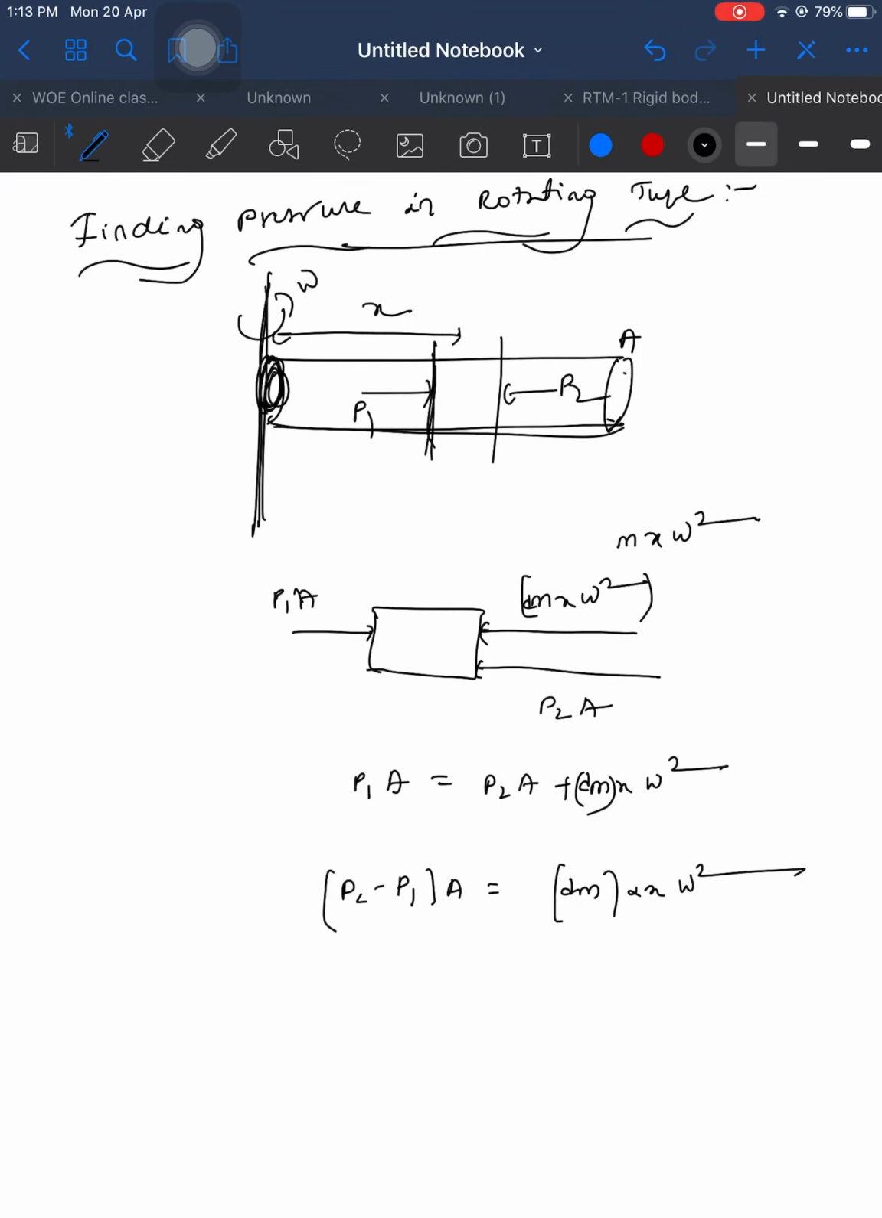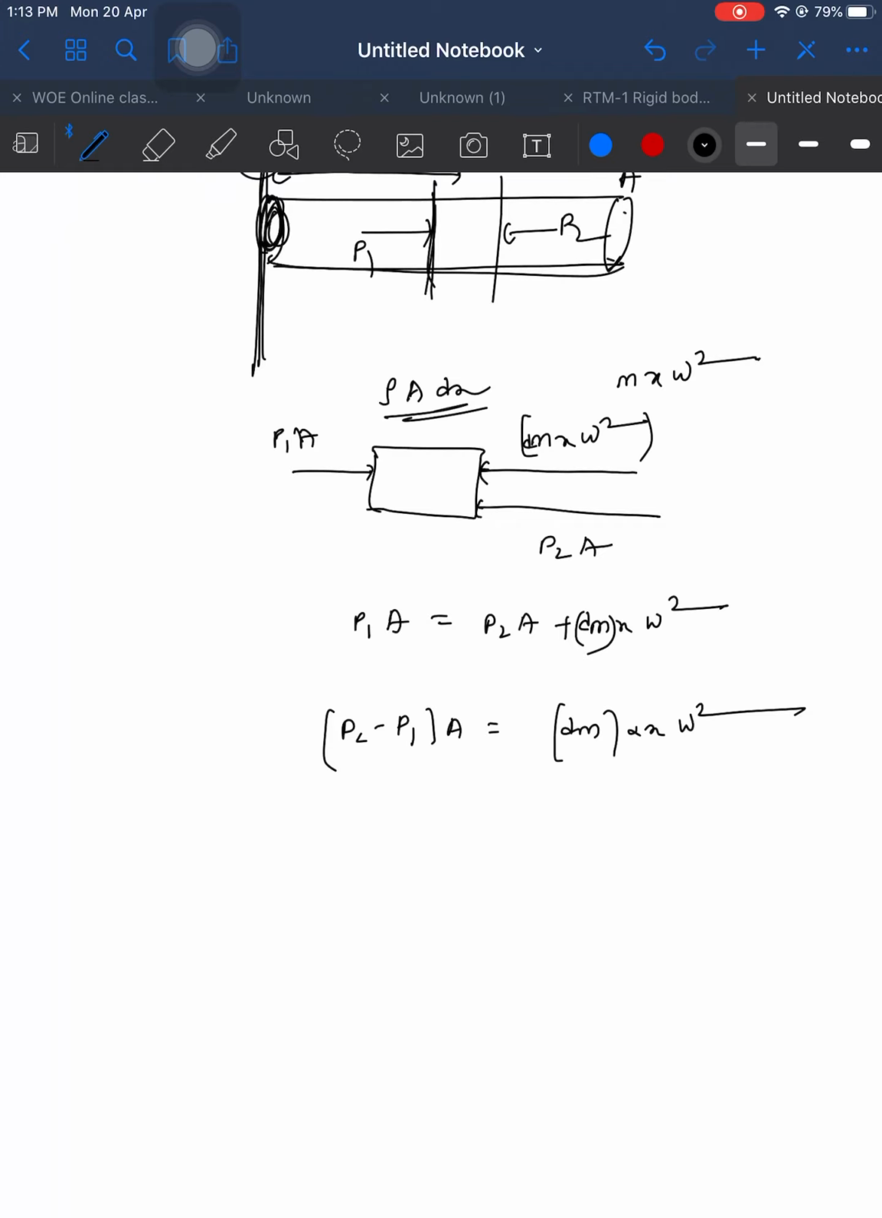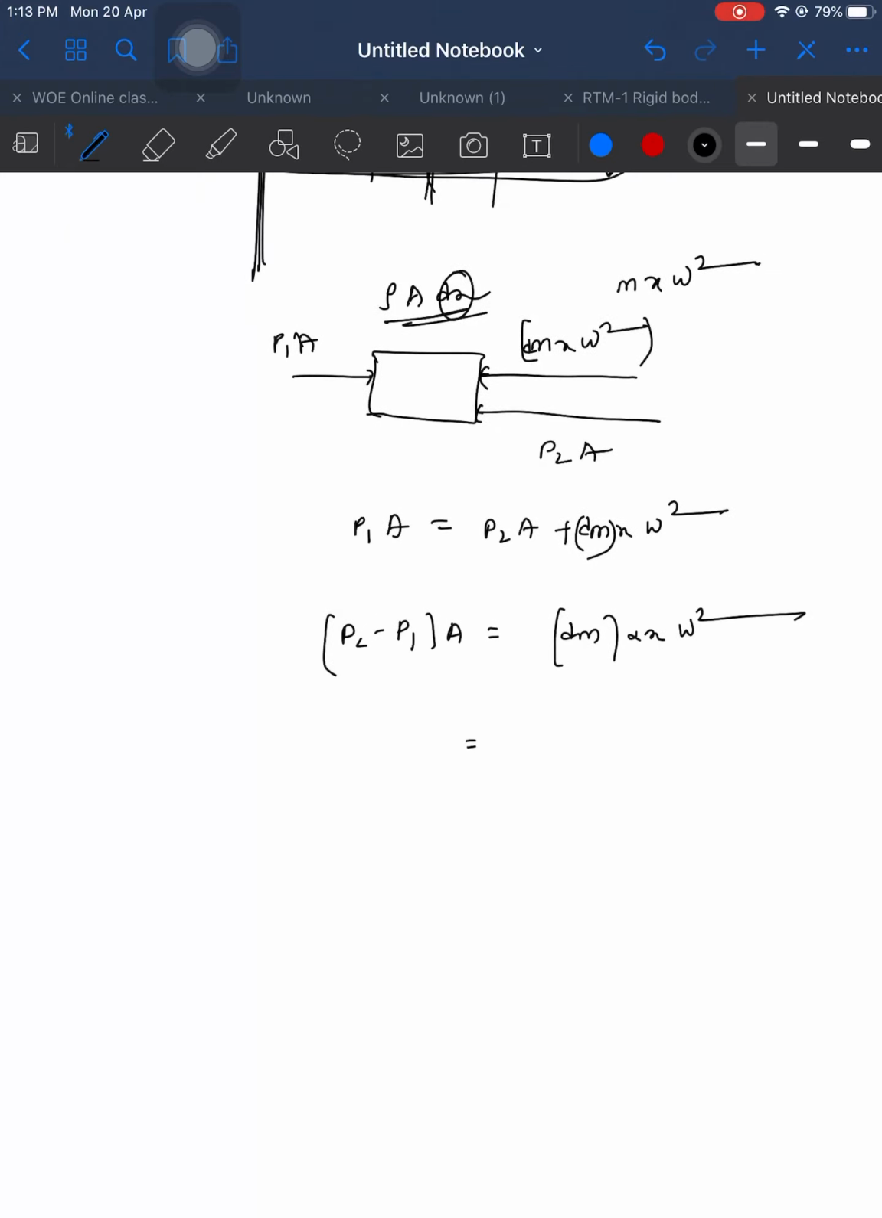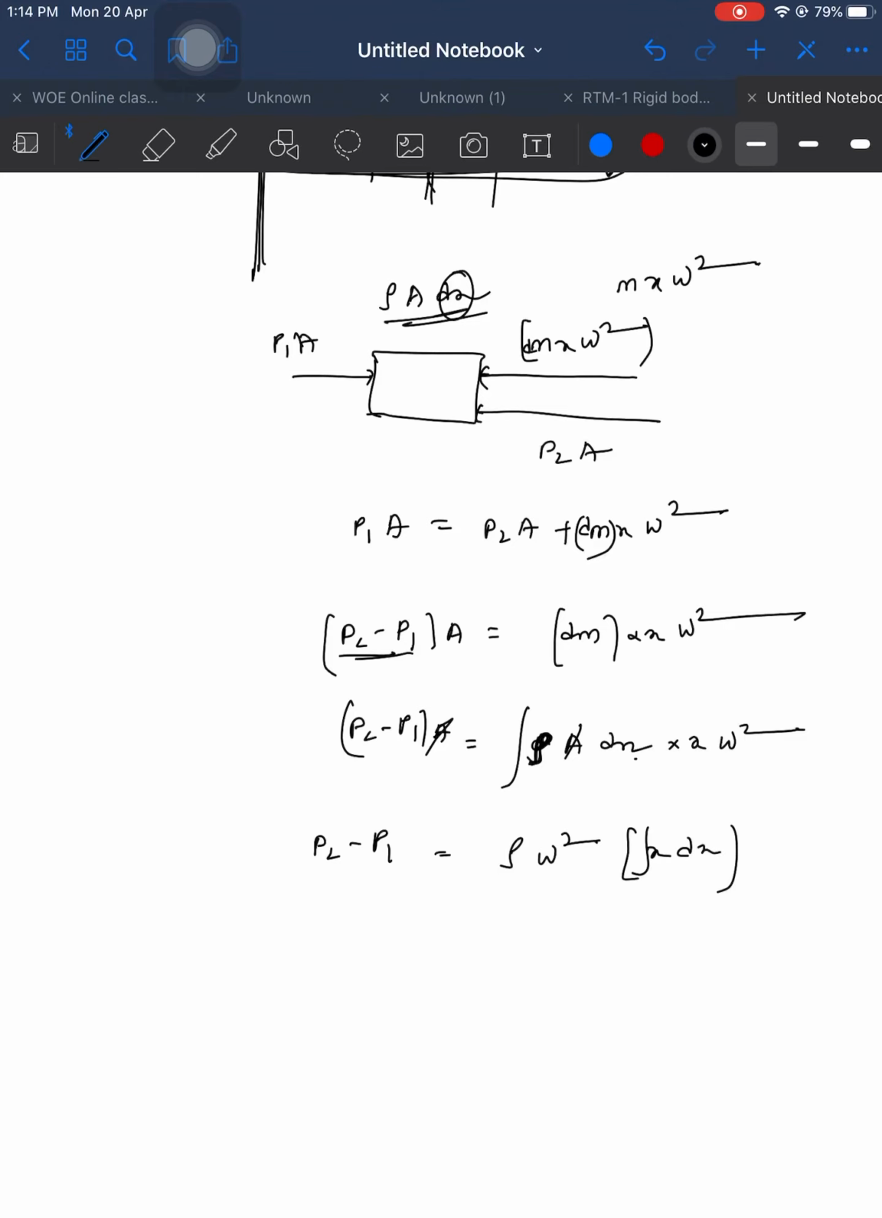So how do we get the small mass? Small mass is equal to density into area into length, so dm is density, area, dx. Then (P2 minus P1) into A is density into A dx into x into omega square. Generally we write P2 minus P1 as delta P, or dP. If you do integration, the area gets cancelled. P2 minus P1 is equal to the integration of x dx, with density and omega square as common factors taken out. From where to where?